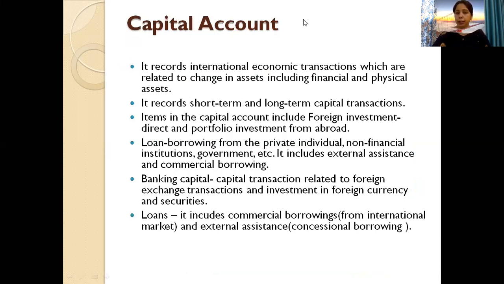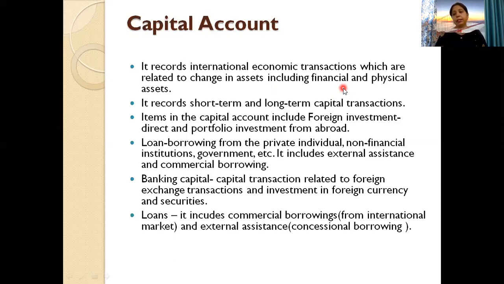Next is the capital account. As I told you, there are two accounts, the current account and the capital account. We have discussed the current account. Now comes the capital account. It records international economic transactions which are related to change in assets, including physical and financial assets.